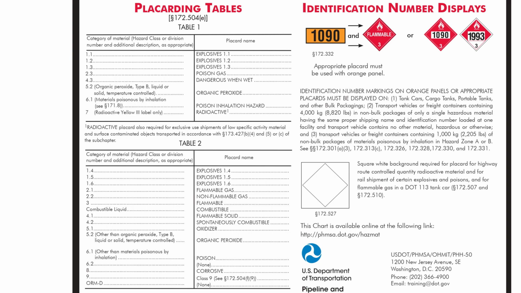Table 2 is everything else. So 1.4, 1.5, 1.6 explosives, 2.1, 2.2, 3 combustible liquid, 4.1, 4.2, 5.1. All 5.2s other than that type B that's temperature controlled. 6.1 that's not inhalation. 6.2 which is medical waste. 8, class 9. Okay, all these are table 2.